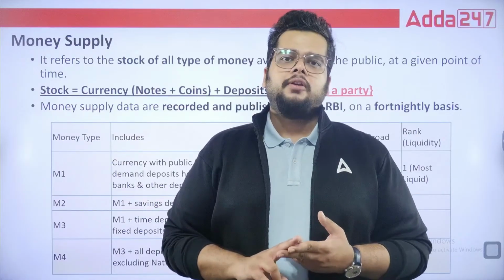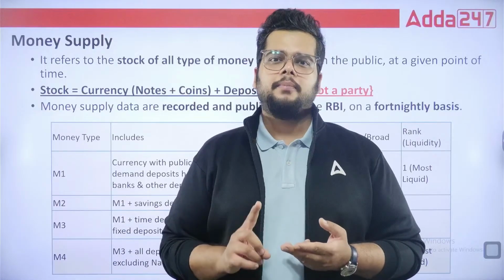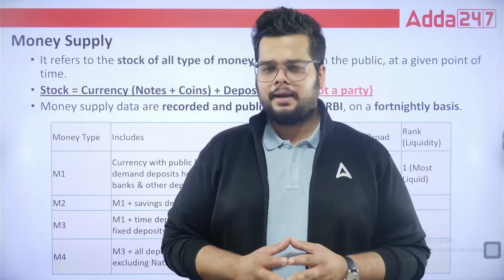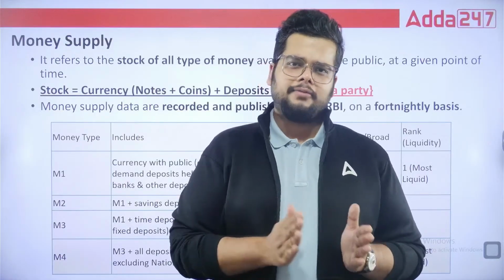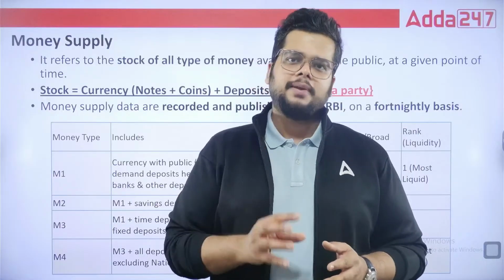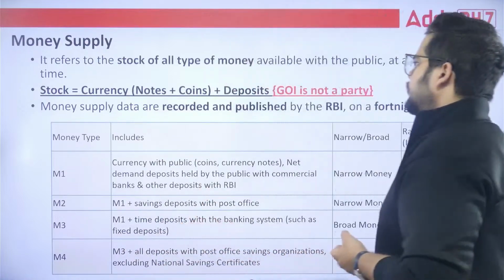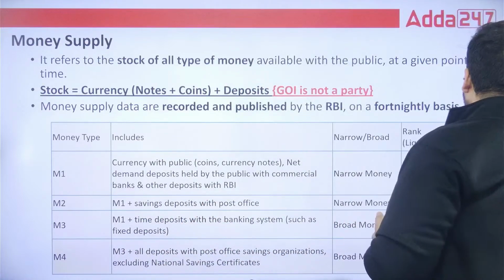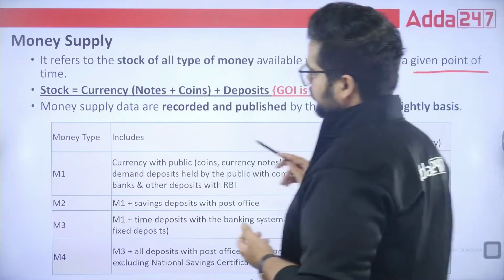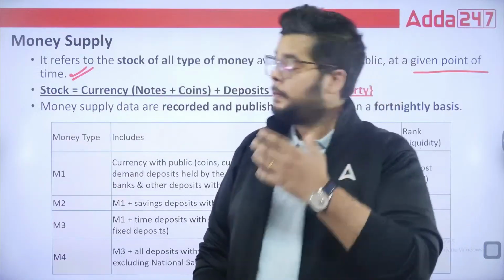Secondly, when we talk about the publication of the money supply, it depends upon the fortnightly basis. Why? Because RBI publishes the data on a fortnightly basis. That is, after every 15 days, you will be able to know the actual level of money supply in our country. So the basic definition refers to the stock of all the types of money available with the public at a given point of time. Time is of essence here when we talk about the definition of money supply.